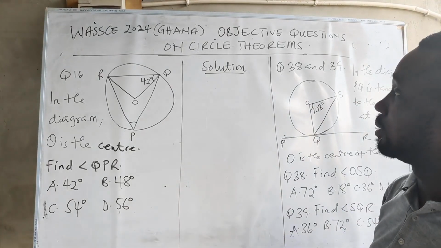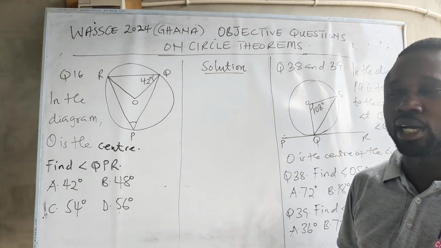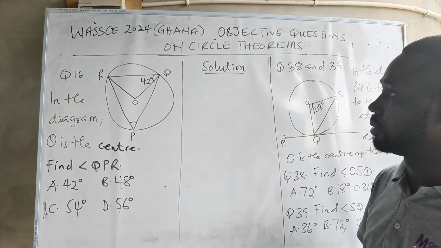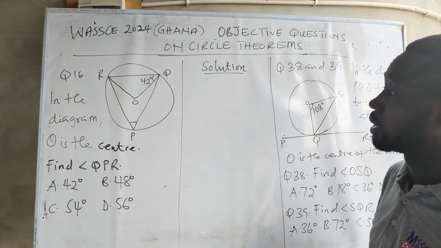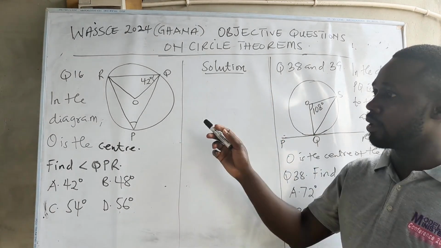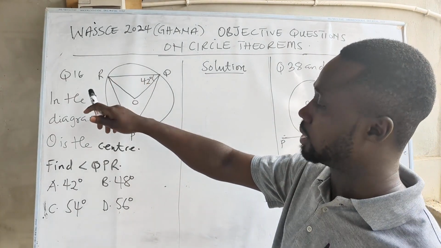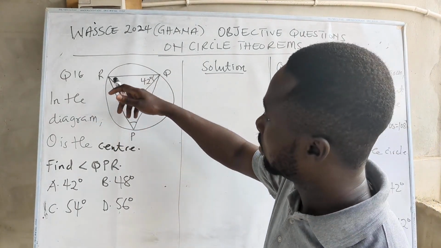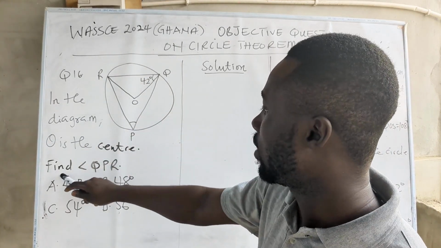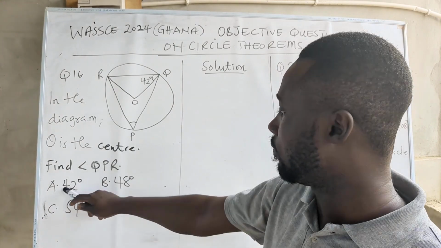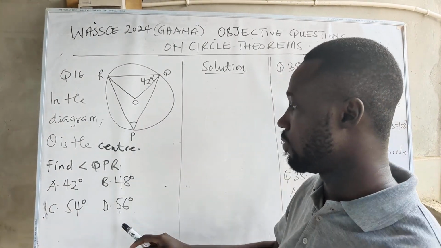We are still continuing with our questions on circuit theory, and then let's look at some objective questions in the Core Mathematics Ghana edition. Question 16. This was one of the objective questions. In the diagram, O is the center. Find angle QPR. A 42, B 48, C 54, and D 56.